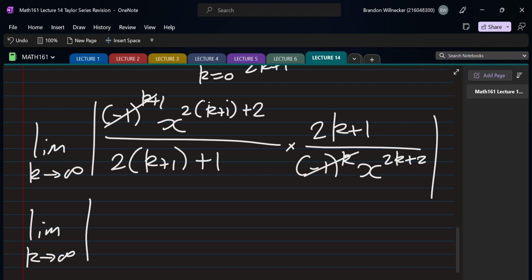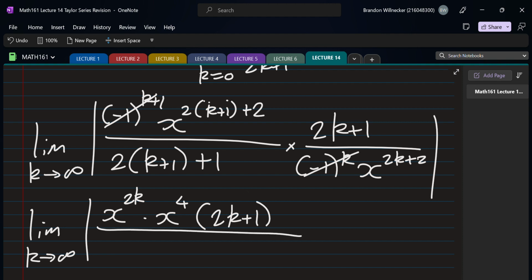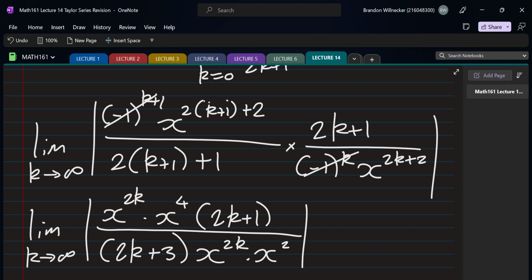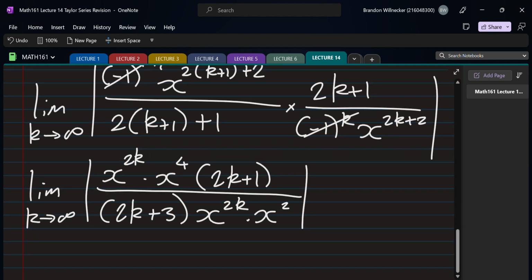K goes to infinity, x to the, now we can expand that out, so it will be x to the 2k times x to the, then we have the 2 from the brackets, so that will be a 2 plus another 2, that will be a 4. Okay, and then we have 2k plus 1 left over there. And then in the bottom, we have 2k plus 2 plus another 1, so it will be 2k plus 3 in the bottom, and then x to the 2k times x squared. Okay, so that's just cleaning that up a bit.